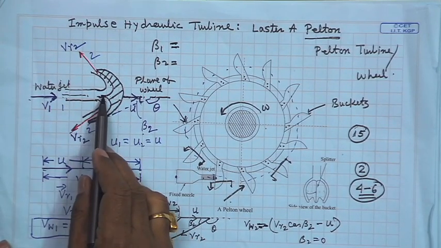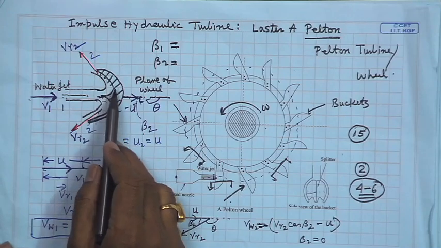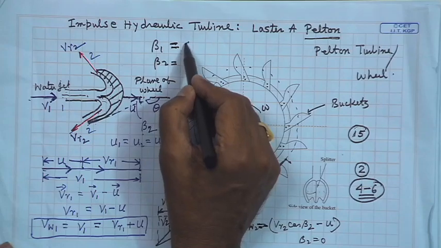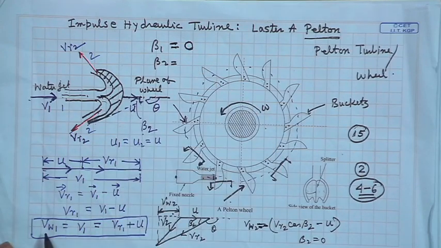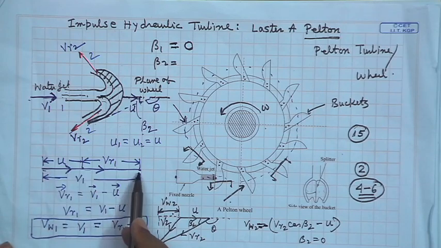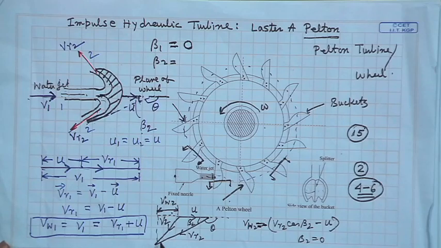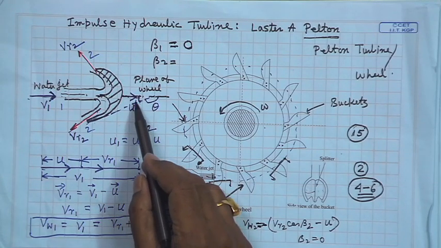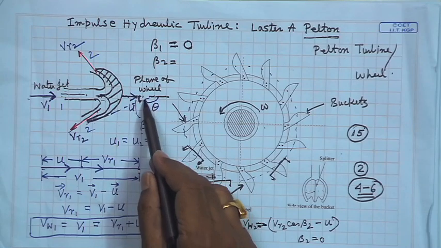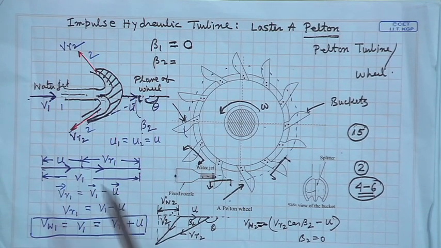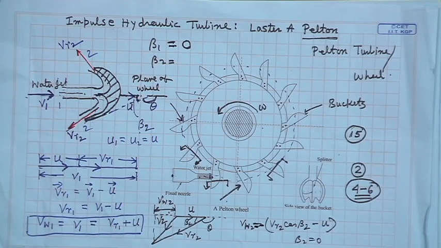Now, at inlet, the blade is made like this, the cross section of the bucket, that beta 1 is 0. This we already realized and we use this. The velocity triangle, or the velocity vector diagram, becomes a straight line. Now, this is the outlet velocity triangle, or the velocity vector diagram, where we have denoted beta 2 as this angle. This is beta 2, or theta, 180 degree minus beta 2, as the angle of the bucket at the outlet.